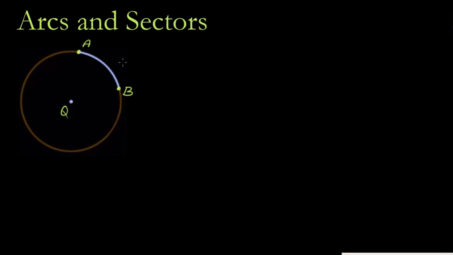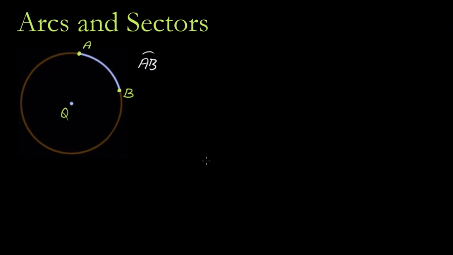So arcs are designated in a similar fashion to segments, and the way you would write this particular arc is like this. This is arc AB. A more formal definition of an arc would be a set that contains two points on a circle and all points on the circle needed to connect the two points in a single path.